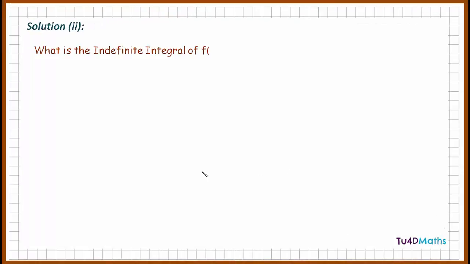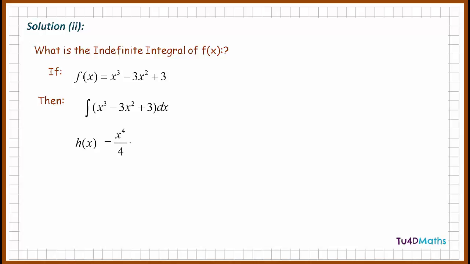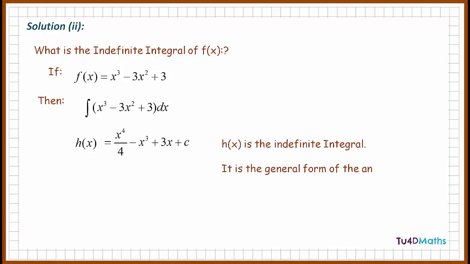Now in part 2 we were asked to explain what is the indefinite integral of a function. Now if we have any function, such as the one shown, if we integrate this function by adding 1 to the powers and dividing by the new powers, we get the following expression. And the expression written in this format with the constant c is called the indefinite integral, and it's the general form of the antiderivative. And if we differentiate the indefinite integral, we get the original function f(x).